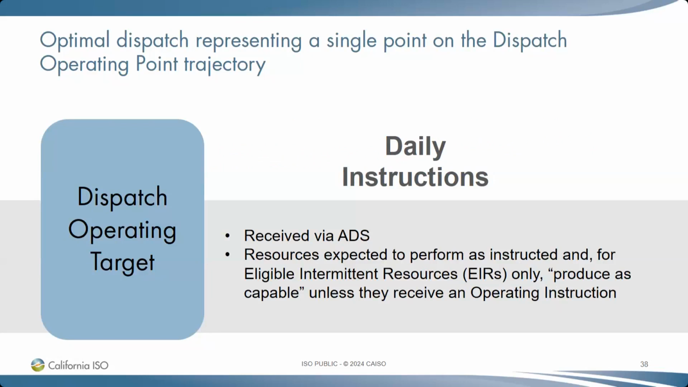We've been mentioning dispatch operating targets. The difference between a dispatch operating target, the DOT, and the operating instructions: operating instructions are the emergency instructions, where dispatch operating targets are the daily instructions. Those are received via ADS, and resources are expected to perform as instructed. Eligible intermittent resources can produce as capable unless they get an operating instruction that would take precedence over those dispatch operating targets.